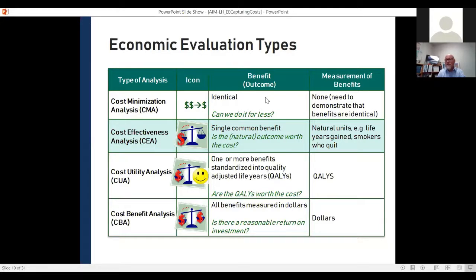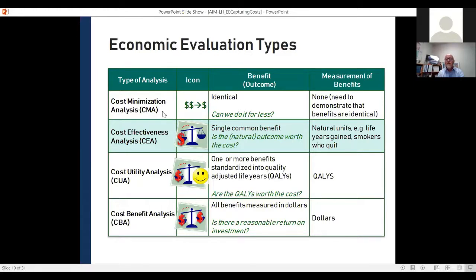The next column describes the benefits or the outcomes that are measured to do this type of economic evaluation, and then how the measurement of benefits or outcomes occurs is in that last column. So let's step through these really quickly. And one thing to note here, as we go from the top to the bottom, we have more diverse programs that are able to be compared, and I'll come back to that point as we finish up the table.